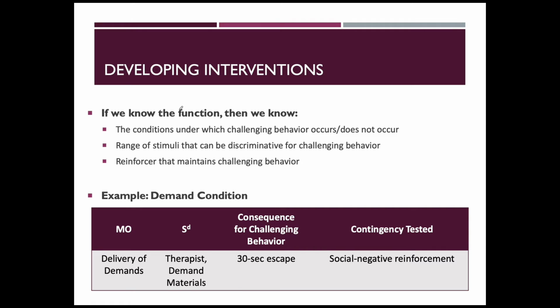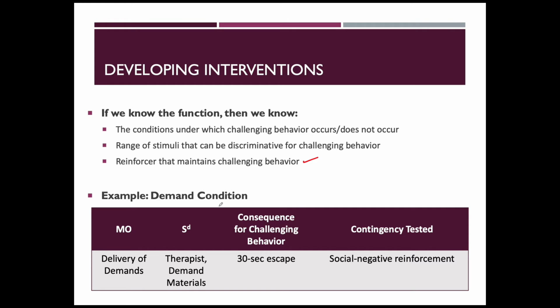So if we know the function, then we know the conditions under which a challenging behavior occurs and doesn't occur, right? We know the range of stimuli that can be discriminated for the challenging behavior, and we know the reinforcement that maintains a challenging behavior. So we're not going to spend a lot of time talking about this week, but certainly next week we will.